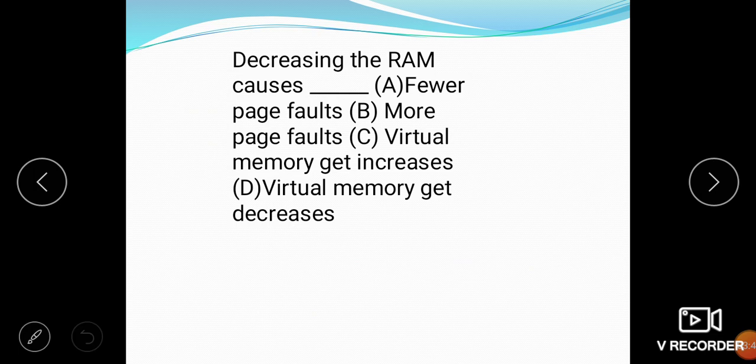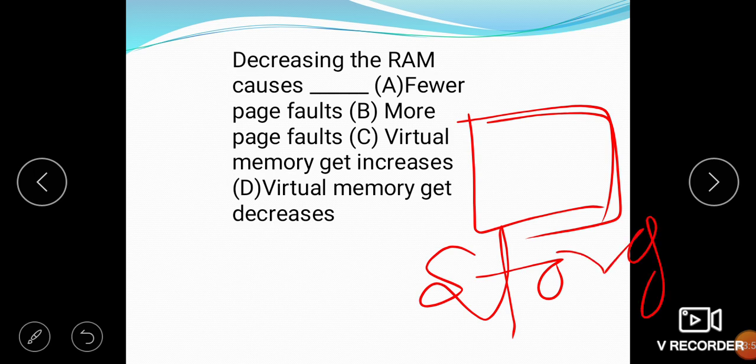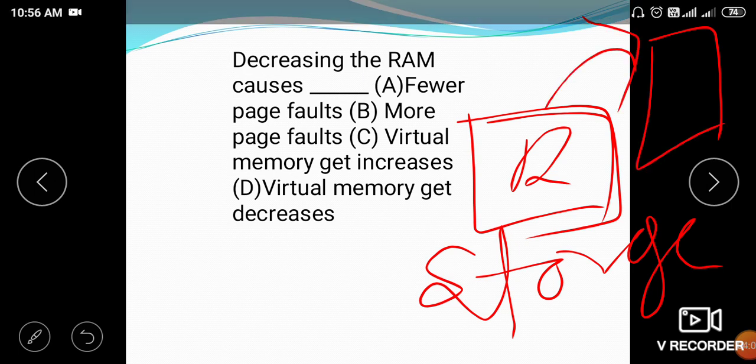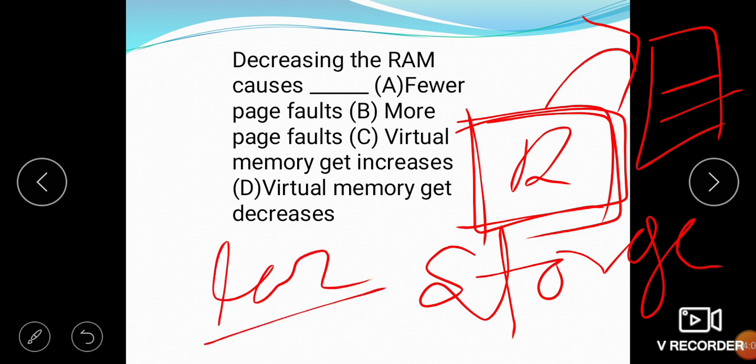Now next is decreasing the RAM. When we decrease the RAM, that means the size of the RAM is small. At that time, the storage capacity of that RAM is very low. So for this reason, more page faults occur, because it cannot store a large amount of data.